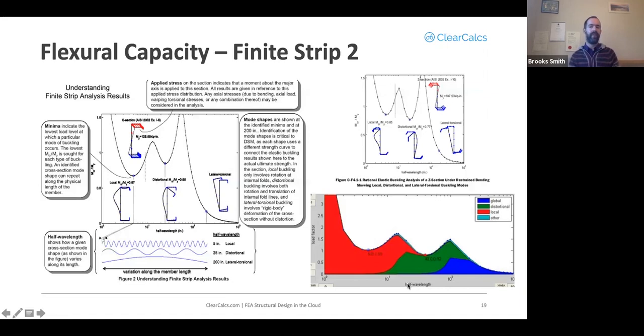Local buckling occurs at a smaller half wavelength than distortional buckling, which also occurs at a smaller half wavelength than global buckling. Now, what exactly does that mean? In global buckling, you have a longer length over which your bending is occurring than you would for local buckling. So using just a basic kitchen sponge as an example here, global buckling is what happens here when I'm just bending it overall. You'll see that the half wavelength is equal to the full length of my sponge here.